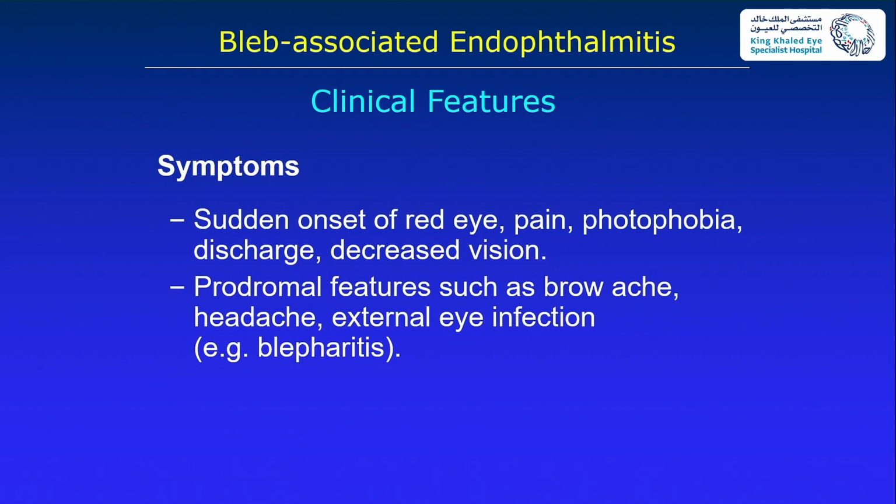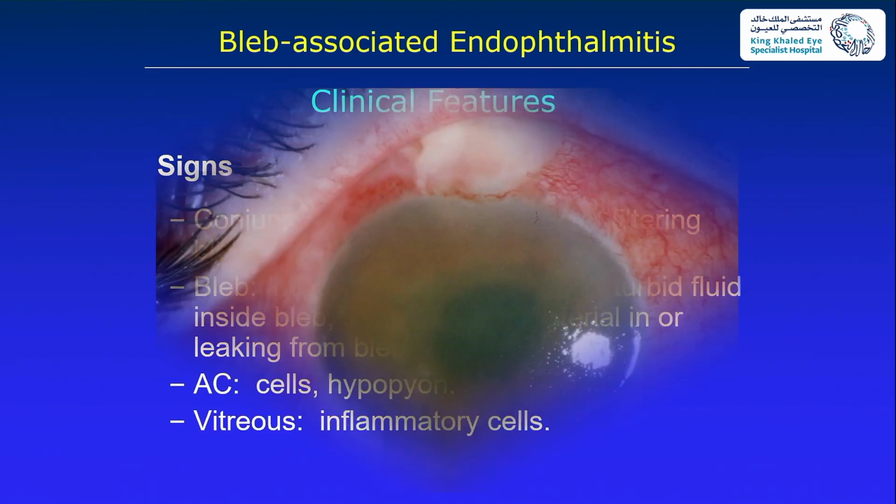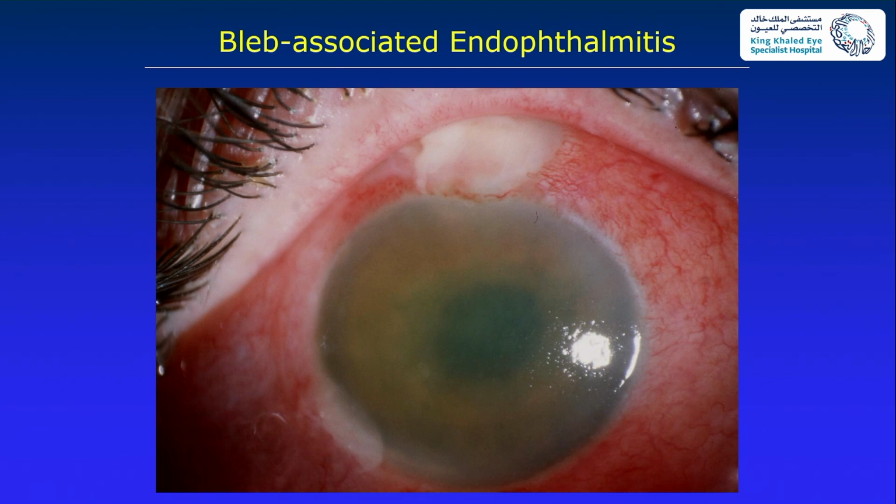Symptoms, of course, red eye, pain, photophobia, like any infection. The signs. This is a classic case of bleb-associated endophthalmitis. You can see the turbid fluid in the bleb, corneal edema, and severe vitritis.